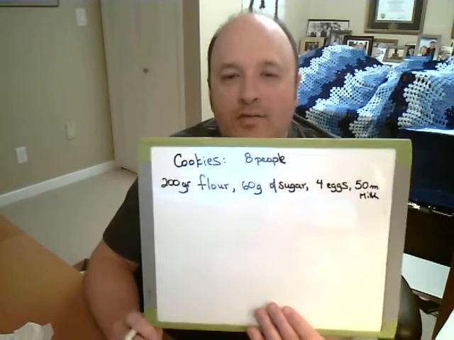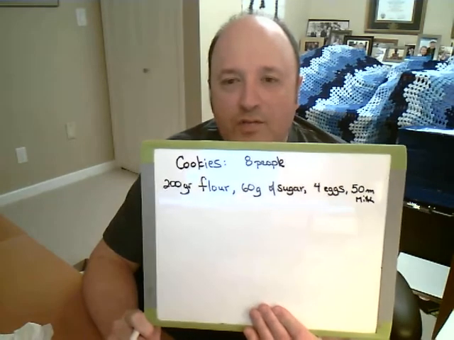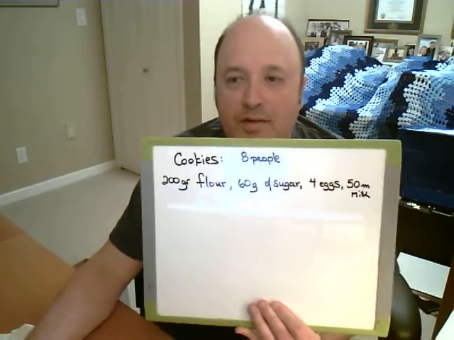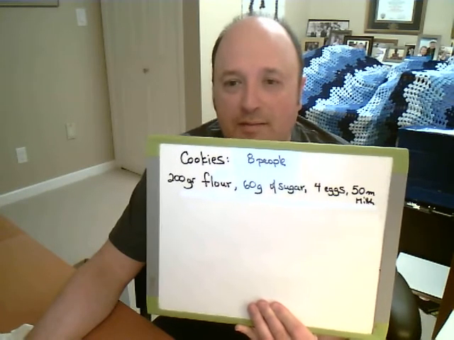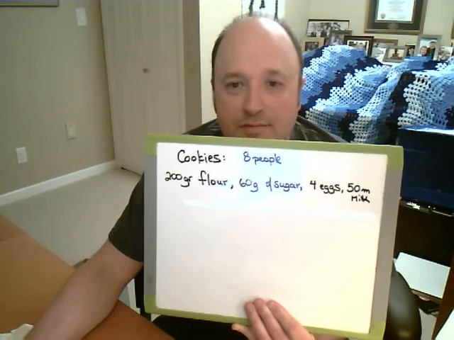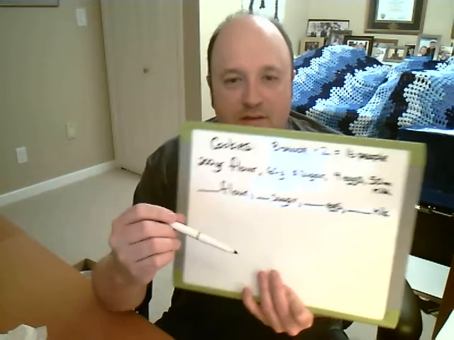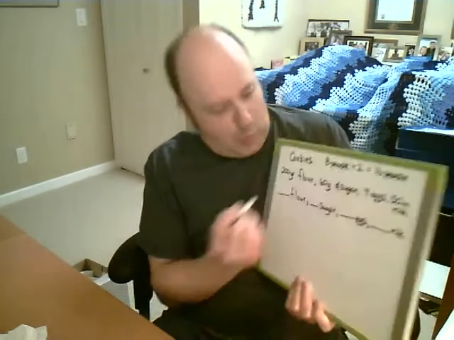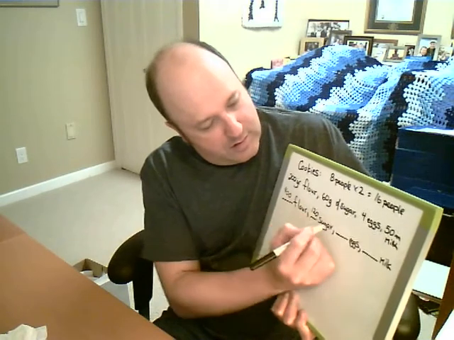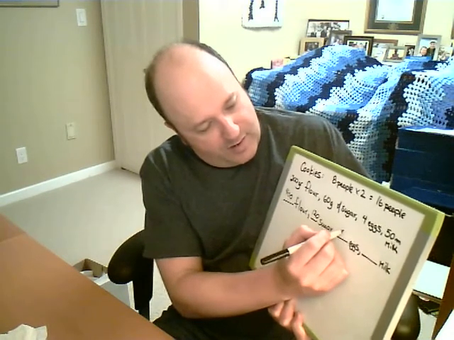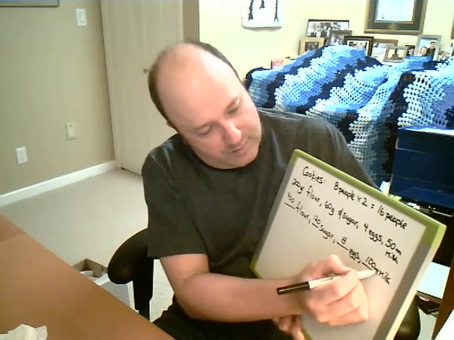Okay, so let's say I have a recipe for cookies and these are some of the ingredients I need, and we know that it's going to feed 8 people. But if I wanted to figure out how much it would take to go to 16 people, like double it, well then I just double those numbers. Okay, so I'm just asking you how much would I need in order to double the recipe. And so we just double those numbers, right? Times by 2. This will be 400. This will be 120. Eggs, you'd have 8 eggs, and you'd have 100 mils of milk.